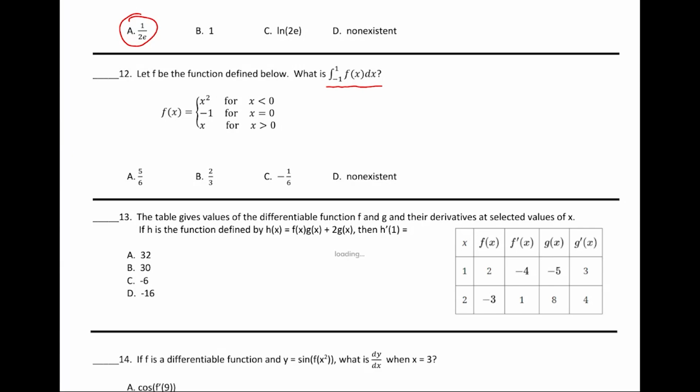We could sketch it out. You don't really need to do this, but just to give you a visual on how we're going to set this up, it says that it equals x squared for when x is less than 0. So we got this quadratic for that first piece. Then when x equals 0, it's going to be at -1.